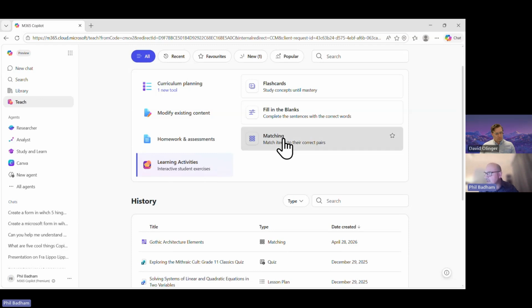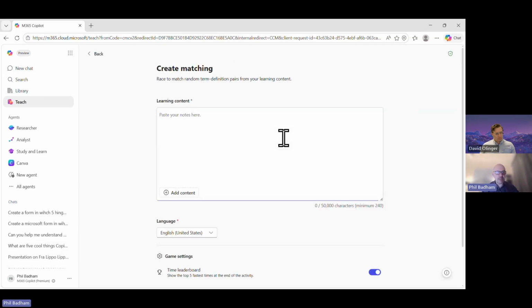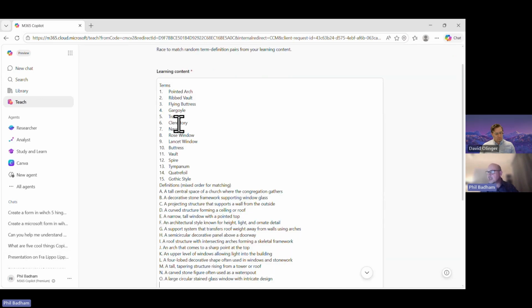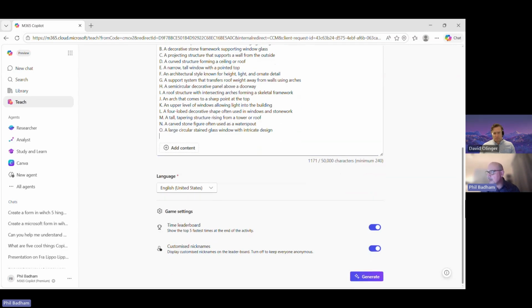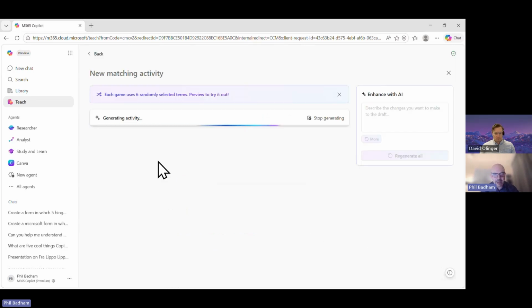I'm going to select matching, and it's going to ask me for my learning content. So what I'm going to do is paste in some notes here. Here I've got some terms, and I've also got some definitions. This is all to do with architecture. And I'm going to click on generate, and that's going to generate a matching activity for me.